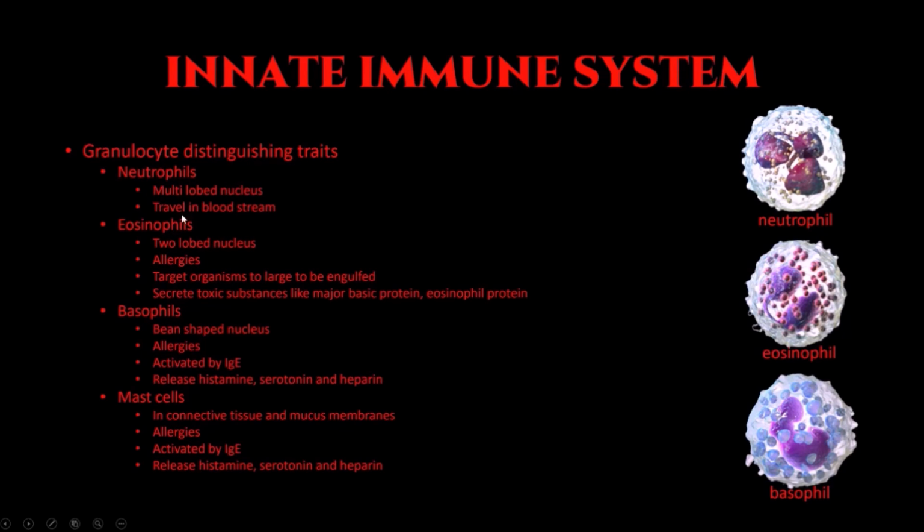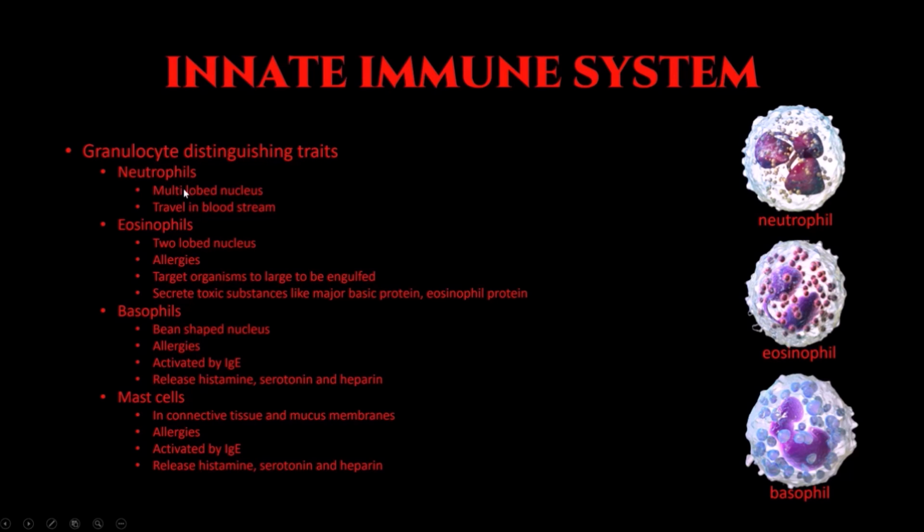Moving on, the different granulocytes are separated by the types of nucleus that are present inside their cell. So a neutrophil has a multi-lobed nucleus, an eosinophil has a two-lobed nucleus, and a basophil has a bean-shaped nucleus.